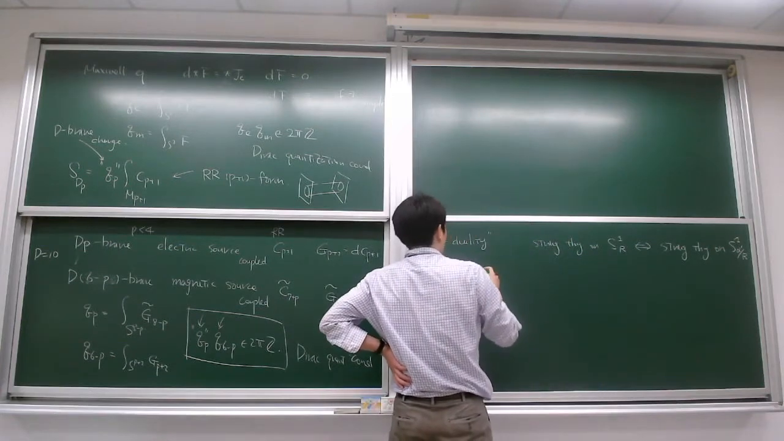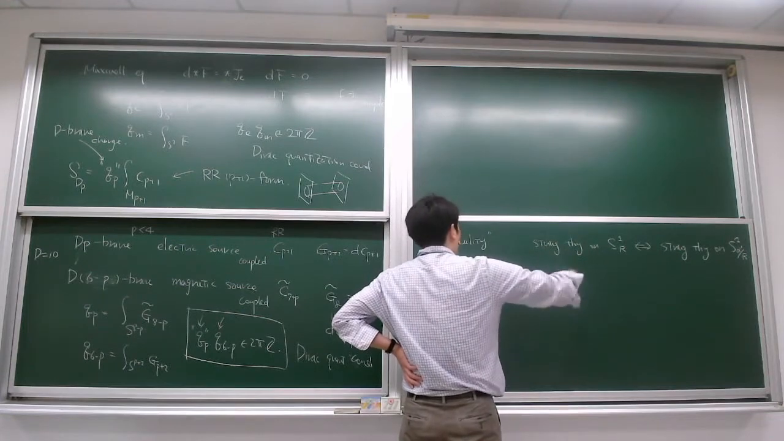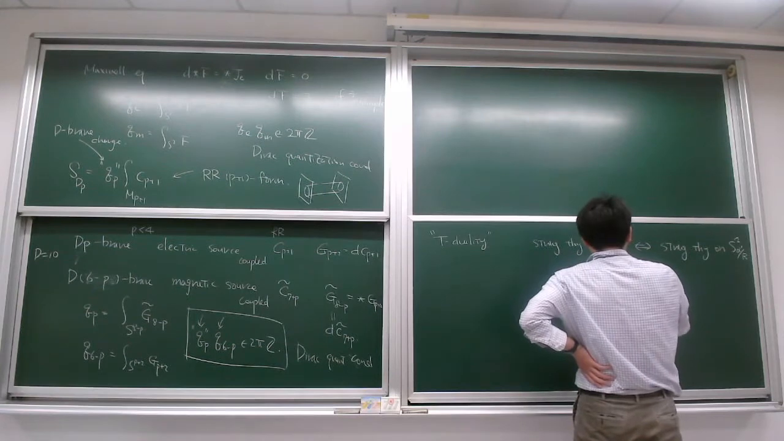Moreover, one can just do toroidal compactification. This is circle compactification, called circle compactification.